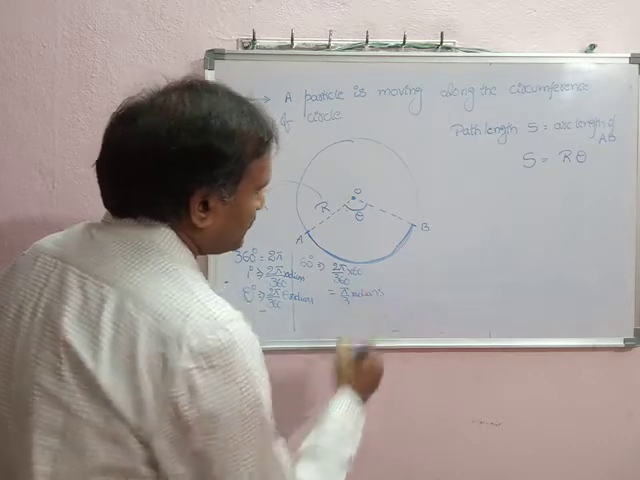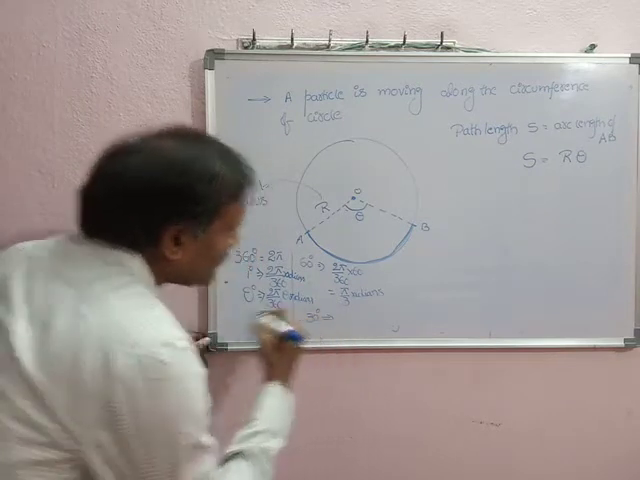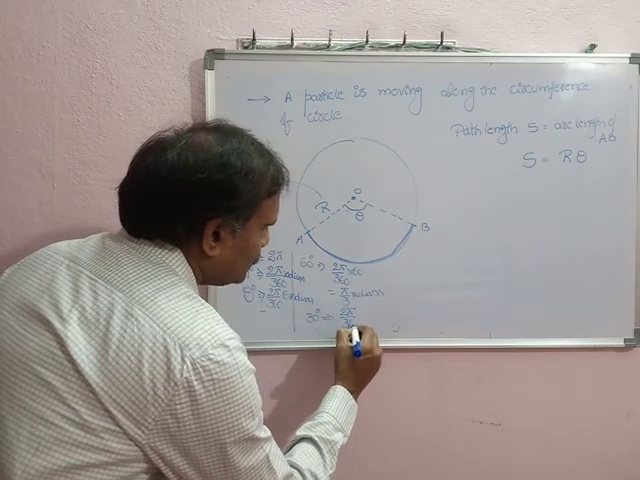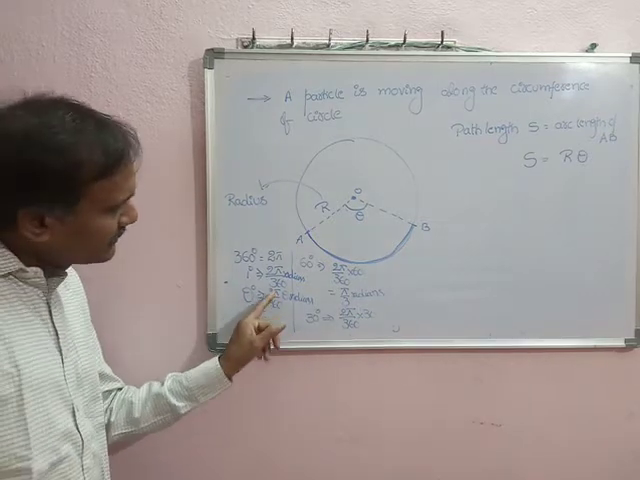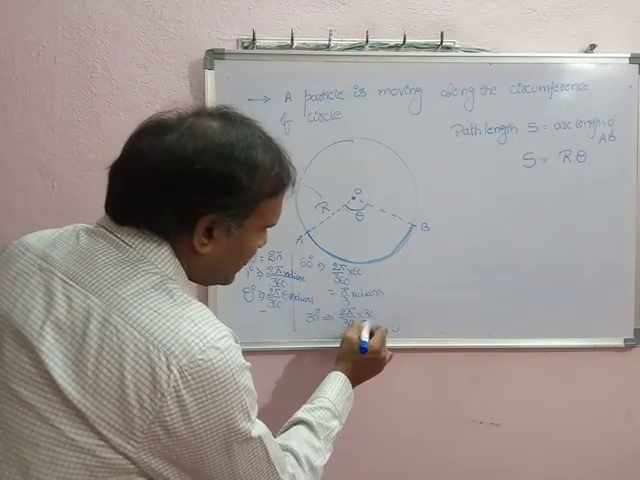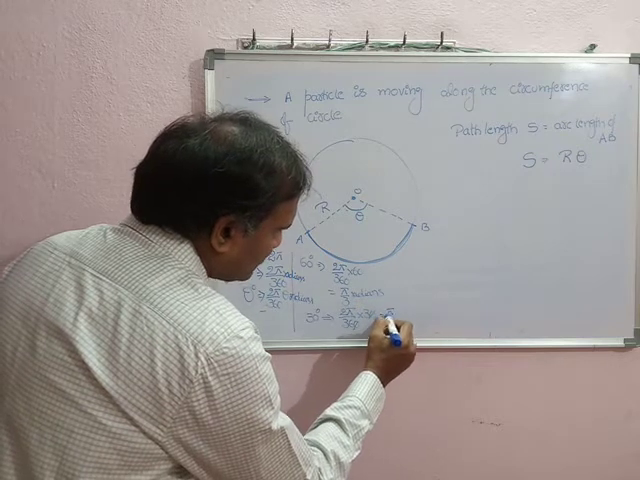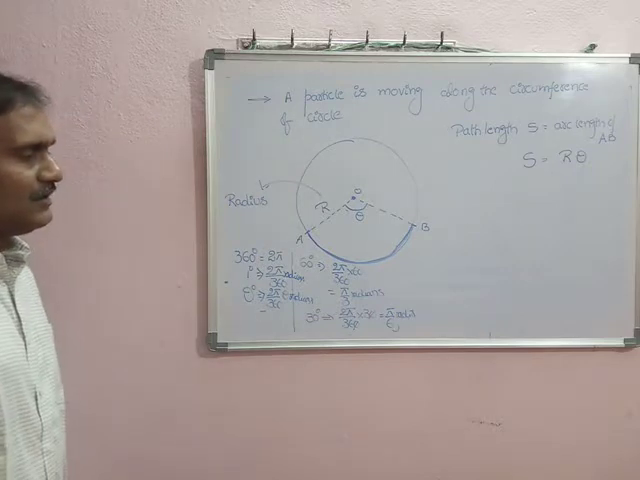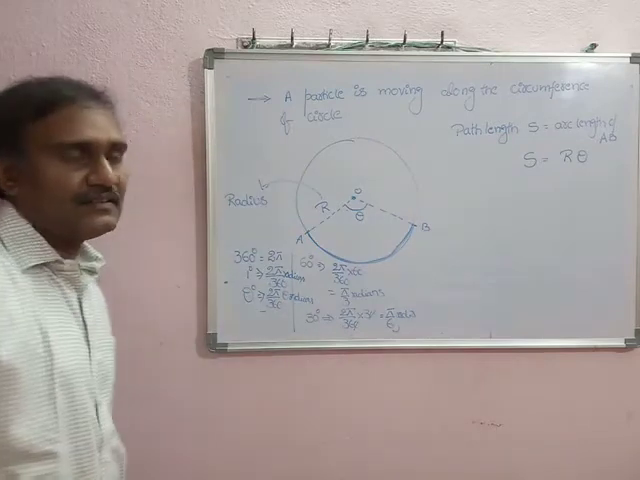Pi by 3 radians. 30 degrees is equal to how many radians? It is 2 pi by 360 into 30. Theta degrees is nothing but 2 pi by 360 into theta radians. Therefore, 30 divided by 360 gives one twelfth, so it is nothing but pi by 6 radians. That is, you must substitute theta in terms of radians.